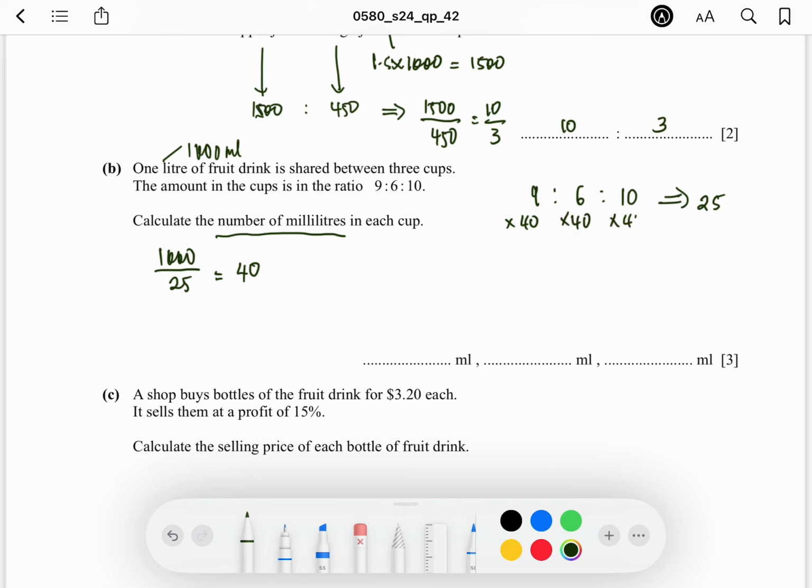That means for each of these, you multiply with 40. And you will get the ratio, which is 360, 240, and 400.